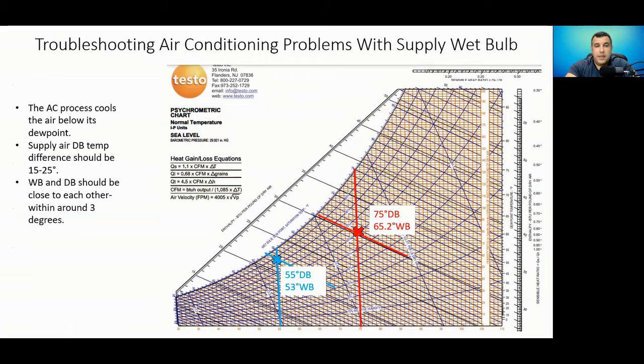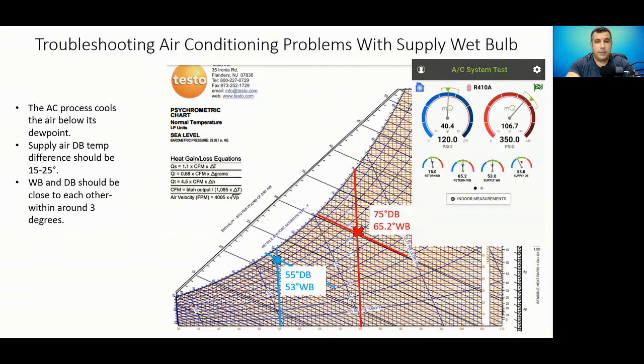So notice in this case that our wet bulb and our dry bulb are very close to each other. They're less than 3 degrees apart. That's what you want to see. Wet bulb and dry bulb need to be very close to each other. They may not be exactly the same temperature, but they need to be within 3 degrees of each other for the system to be acting properly.